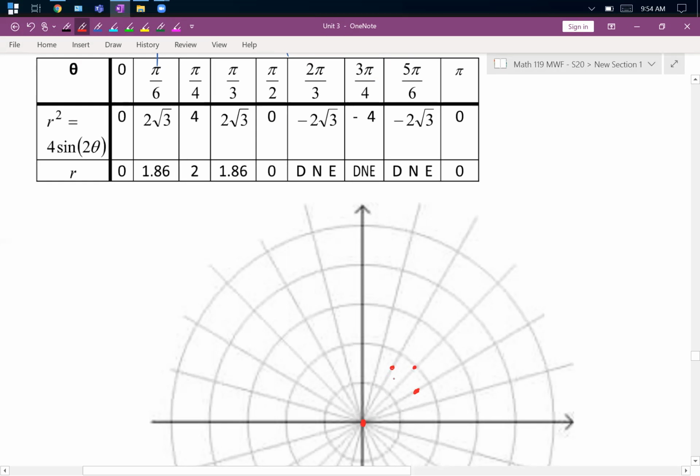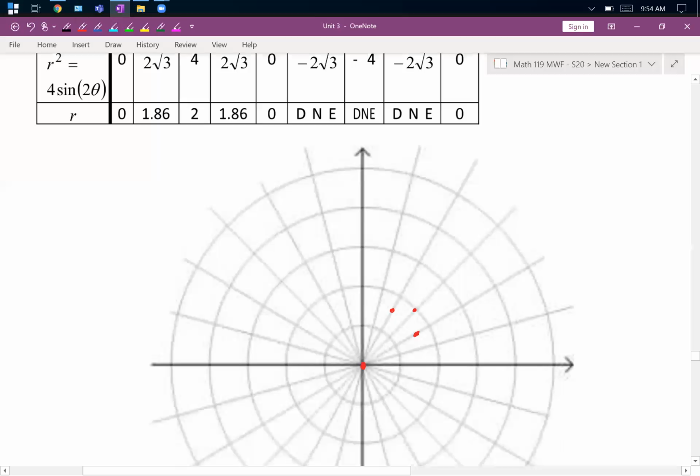At 2 pi over 3, because r squared yielded a negative number, when we took the square root of that, we got something that was imaginary, and that happens 3 times in a row. And then once we get to pi, our r value is back at 0. So this is all we have from our xy chart.